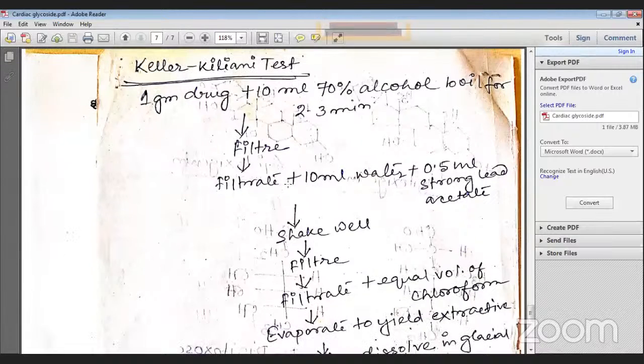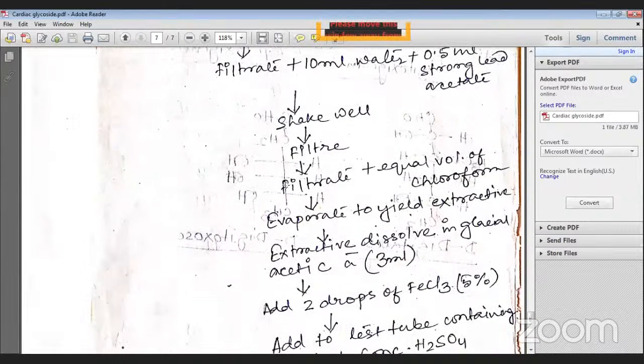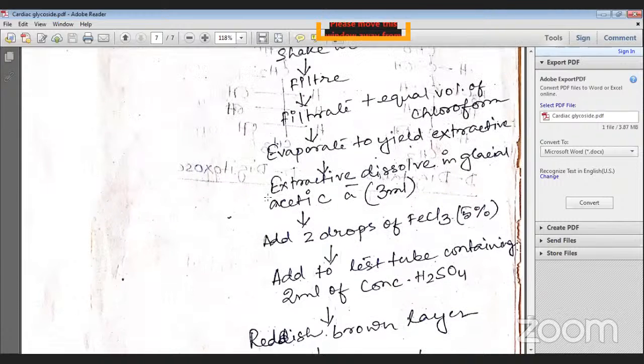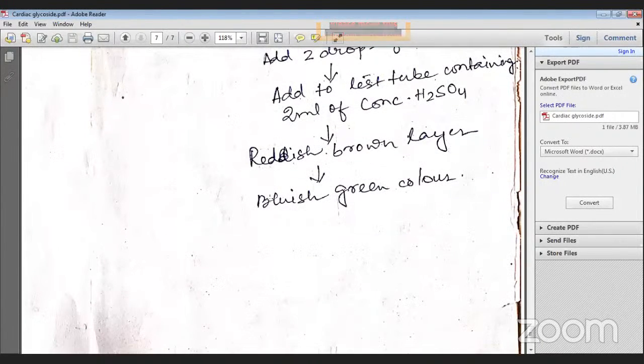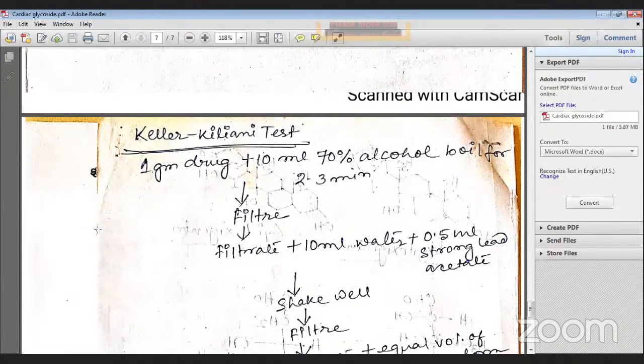In the Keller-Killiani test, alcohol is used along with lead acetate, and also glacial acetic acid is used. Finally, if cardiac glycoside is present, it will give a reddish brown color, which will turn to bluish green color. So basically, the Keller-Killiani test, Legal test, and Baljet test are the confirmatory tests for the cardiac glycosides.